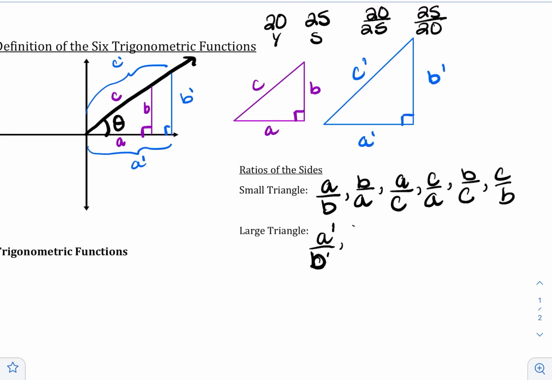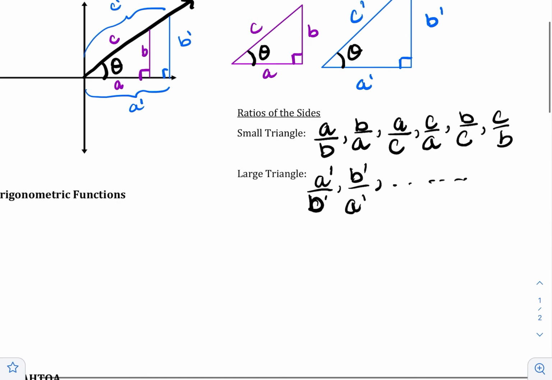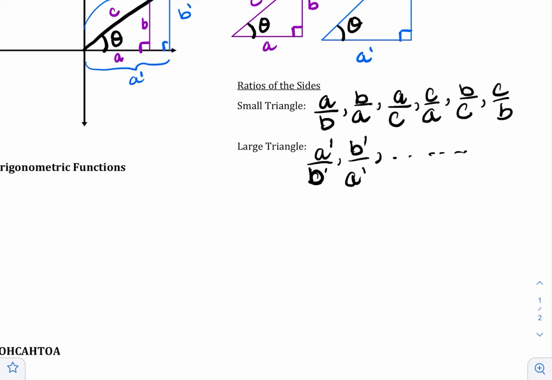Oops, B. But it's going to be with the other types of A prime, B prime, C prime. So this is the basis of what's happening here. The key of these triangles happens right here: this is the angle theta. No matter how big I was making the triangle, the common thing of the triangle was the angle theta. And so no matter how large the triangle gets, the ratios will always be the same. They will always reduce. So A over B will equal A prime over B prime, and so on. And this will be true for all the ratios.